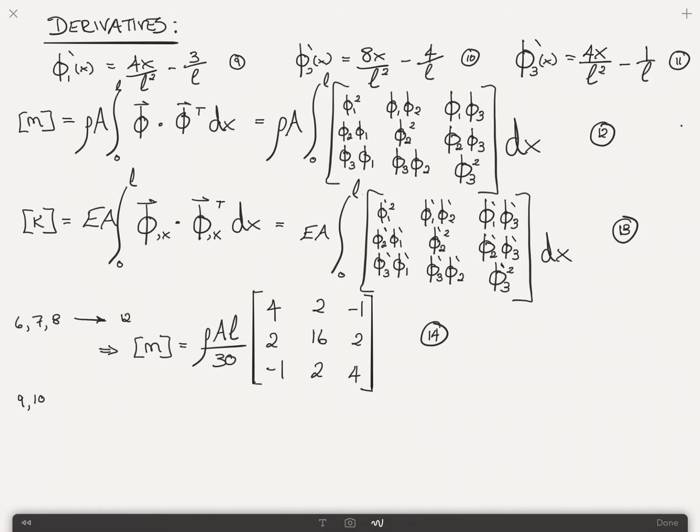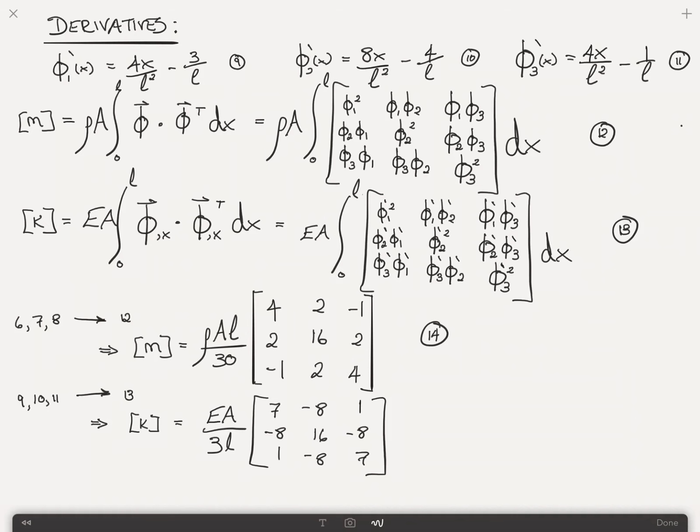So we substitute 9, 10, and 11 into 13. And this gives us the element stiffness matrix as EA divided by 3L times 7, minus 8, 1, minus 8, 16, minus 8, 1, minus 8, and 7. And that's equation 15.